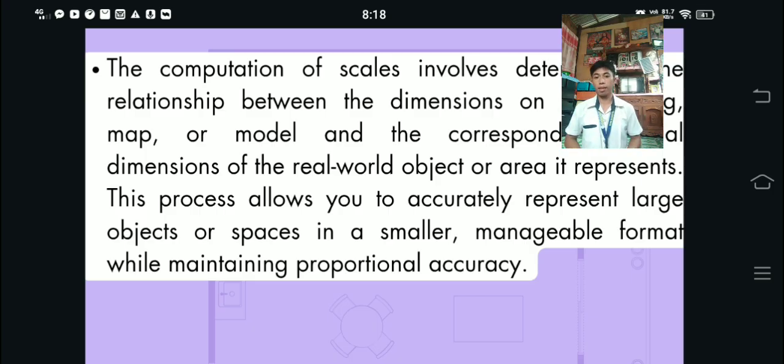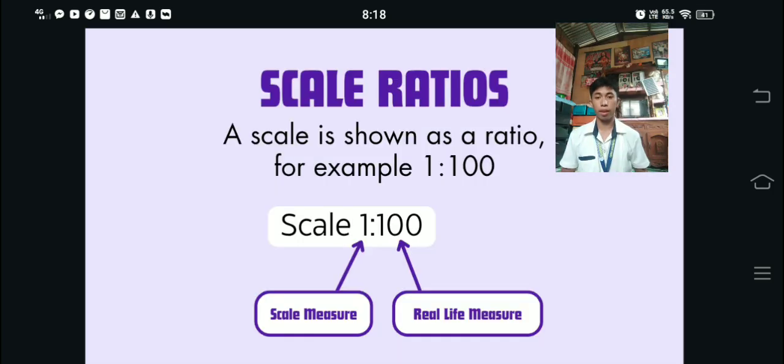So by that, it can help you represent a small but maintaining the accuracy of your drawing. Not only drawing, but it may also apply to real world objects. So let's go to the key aspects of the computing skills.